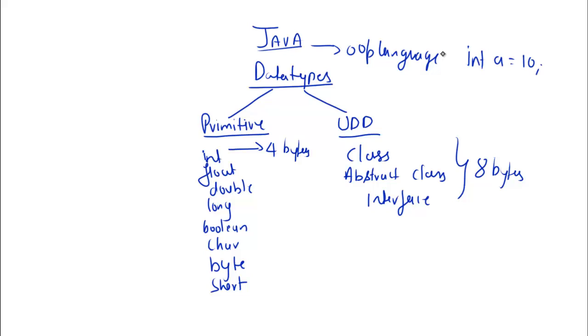JVM is in a state to understand what is int and what needs to be done, what kind of memory has to be allocated. But when I start designing my own user defined data type, I need to have some rules so that JVM can understand whatever I have designed. Basically, it's pretty simple. When I say user defined data type, it's a combination of primitive data types put together in a well formed manner or organized in a structured way. That's it. Okay.